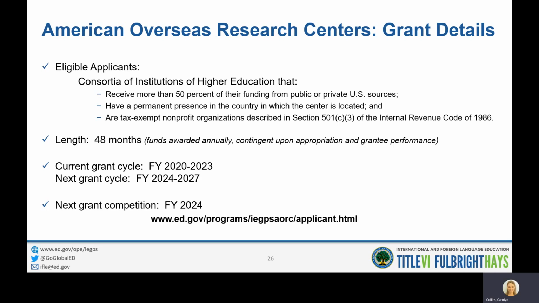Eligible applicants to receive an AORC grant are consortia of institutions of higher education. This grant is unique because in order to be eligible, an institution has to be a consortium. It has to be a consortium between a U.S. institution of higher education and a center that is based abroad. So the consortium must receive more than 50% of their funding from public or private U.S. sources. They must have a permanent presence in the country in which the center is located. And finally, they must be a tax-exempt nonprofit organization as defined in Section 501c3 of the Internal Revenue Code of 1986. So if you have more questions about the AORC program, please go to the URL listed where you can dive more into the eligibility requirements and learn more about the current network of AORCs that are funded.